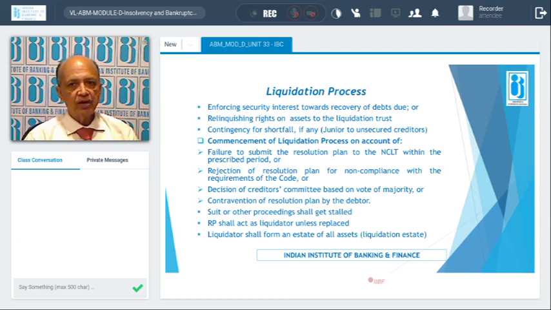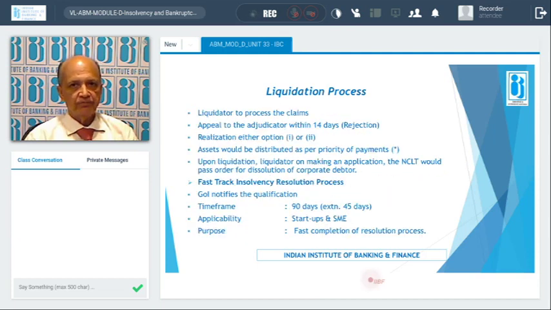The liquidator shall form an asset estate of all assets. The liquidator's duty is to process the claims. If any claimant is not satisfied with the process or share, he can appeal before the adjudicator, that is NCLT, or a DRT in the case of individuals and partnerships, within 14 days of the rejection. Realization can be either by direct selling or through a liquidation trust.